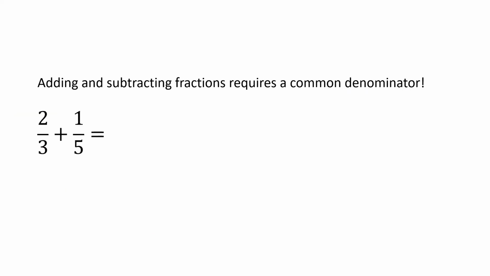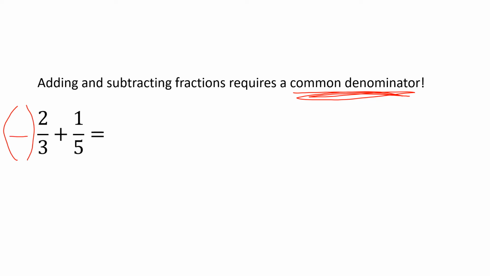All right, one more example to review. So remember again that if we're going to add or subtract, we have to have a common denominator. So here we got 2/3 plus 1/5. Neither of our denominators are the same, and there's not actually something that I could multiply one fraction by. I'm going to end up having to multiply both fractions.